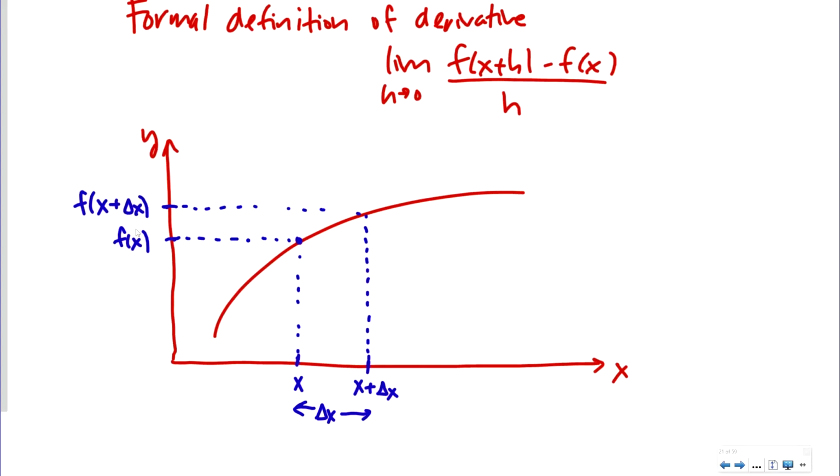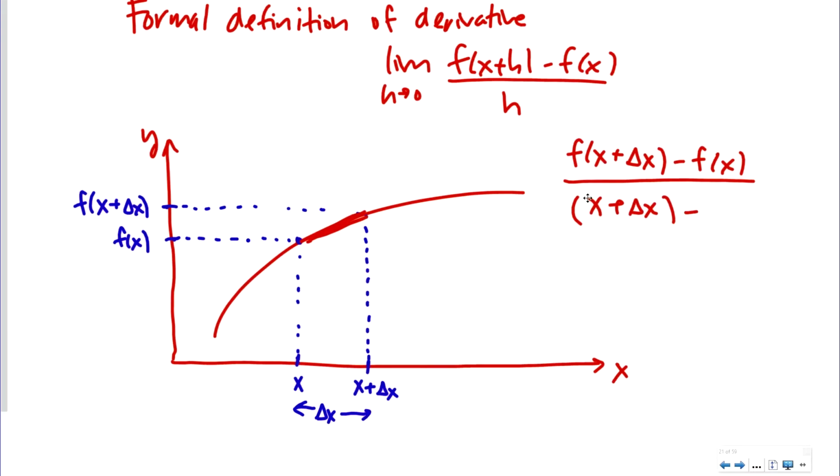Okay, and so if I wanted to get the slope of the secant line, I would just set this up. F of x plus delta x minus f of x, y minus y, over x minus x. So that'd be x plus delta x minus x, okay, and that would give me the slope of this line.